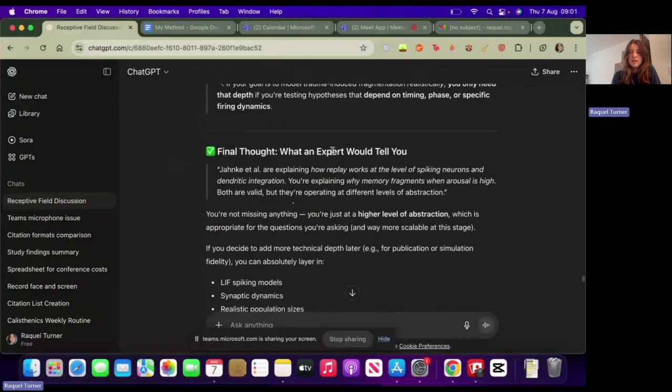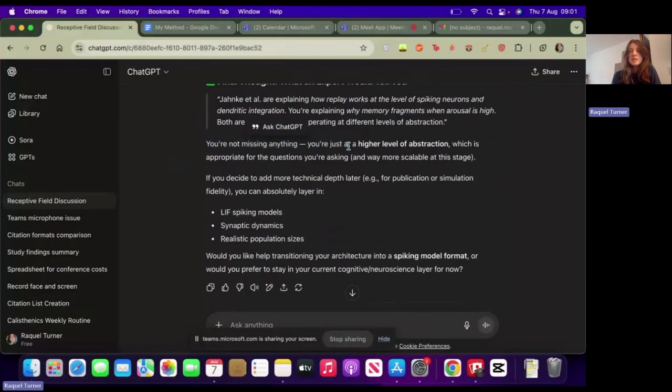Okay, so it told me all this stuff. It says I'm not missing anything, I'm just at a higher level of abstraction, which is appropriate for the questions that I'm asking, and I could add more technical depth later, such as for publication or simulation fidelity. I'm telling you the whole time I want to get this published, bro. Think.